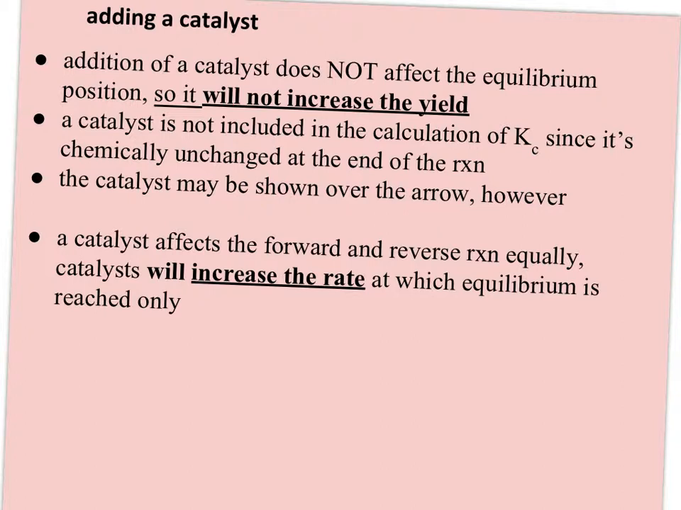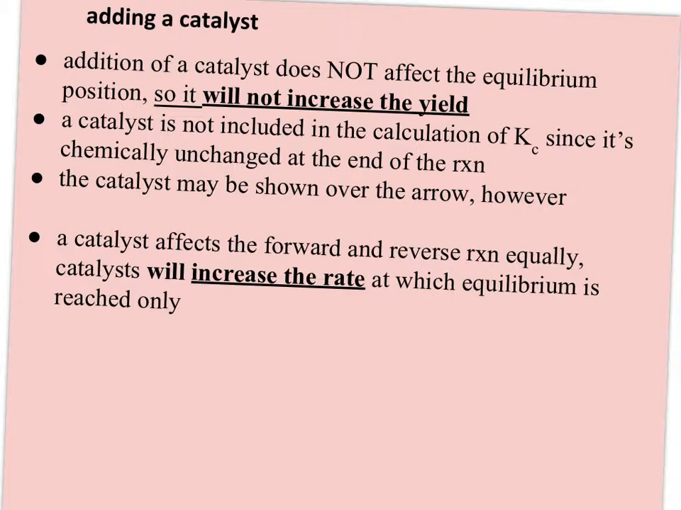Last thing to talk about is adding a catalyst. A catalyst is not a stress because it does not affect the equilibrium position. It does not change the yield. It affects the forward and the reverse reaction in equal amount. So a catalyst isn't included in the calculation of Kc because it's chemically unchanged at the end of the reaction. Its concentration is exactly the same.